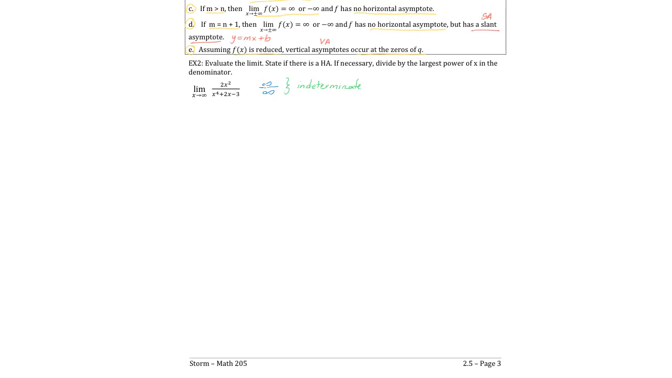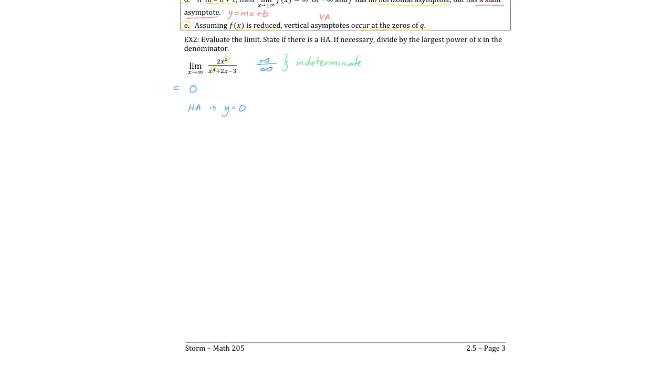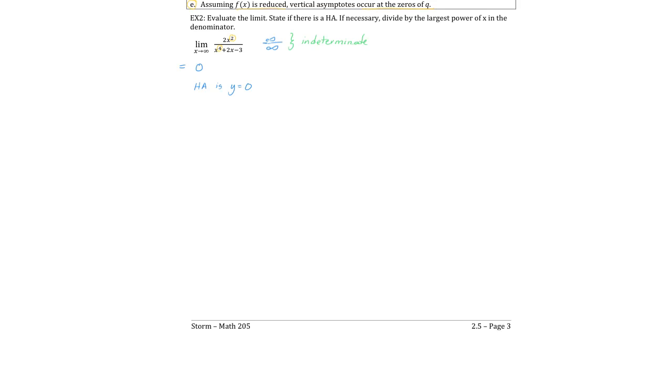Well, if I were using the theorem, I would see that this limit is going to be equal to 0, because the degree on the top is smaller than the degree on the bottom. So if I were using the theorem, then the limit is equal to 0, and the horizontal asymptote is y equal to 0. So again, let's just say that we're not using the theorem. Say it's an exam and you don't have the theorem for reference. Well, we did get an indeterminate form, which means we have to do something more.